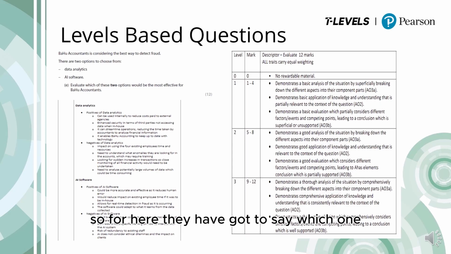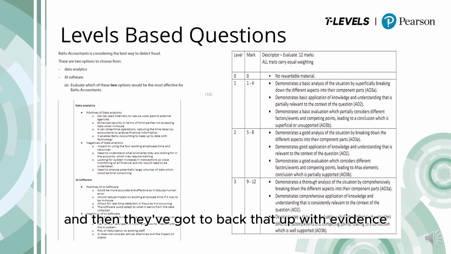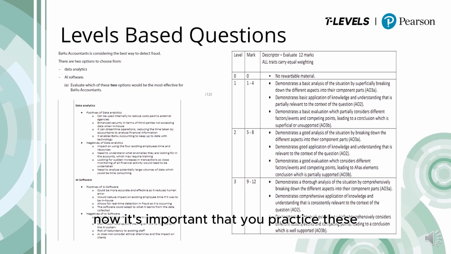So for here, they have got to say which one, having considered both options, the pros and cons of both options, they must say overall they feel that, make a statement, and then they've got to back that up with evidence. Potentially new information at this point as well would be good, so that they can show that they've really understood what they're doing. Now, it's important that you practice these.